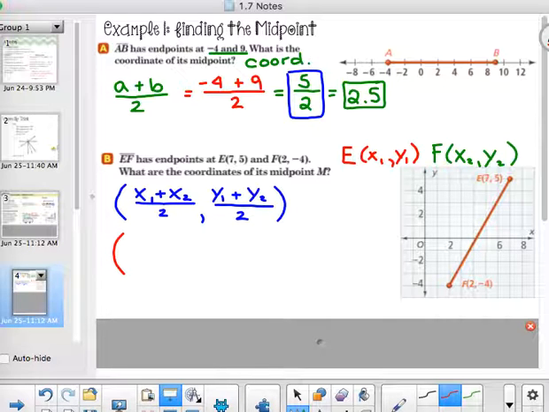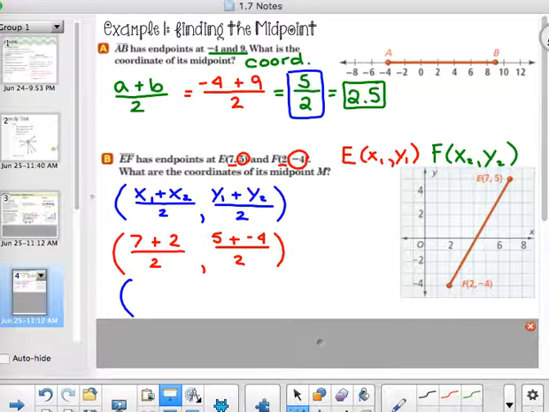So x1 is going to refer to the x value of E, so 7. x2 is going to refer to the x value of F, so 2, and I'm going to cut that in half. y1 is going to refer to the y value of E, so that's going to be 5. y2 is going to refer to the y value of F, so negative 4, all over 2, so I'm cutting it in half. Once again, I'm going to work first in my numerator. 7 plus 2 gets me 9 over 2. 5 plus negative 4 gets me 1 over 2.